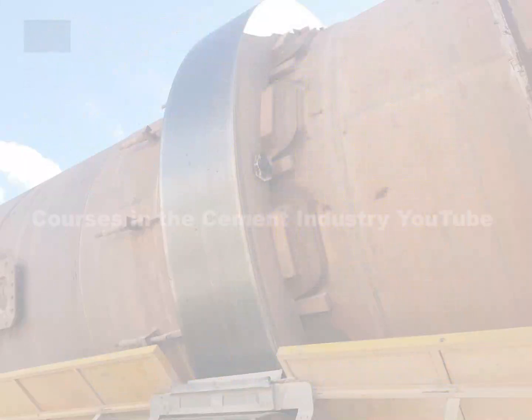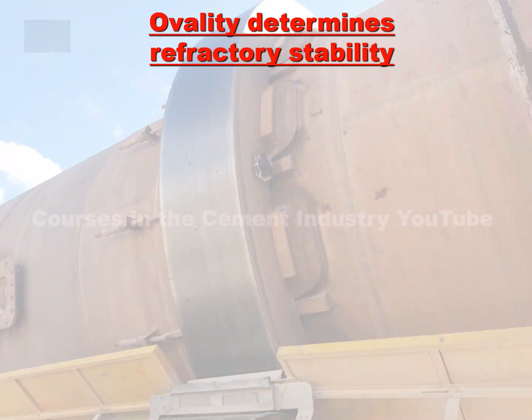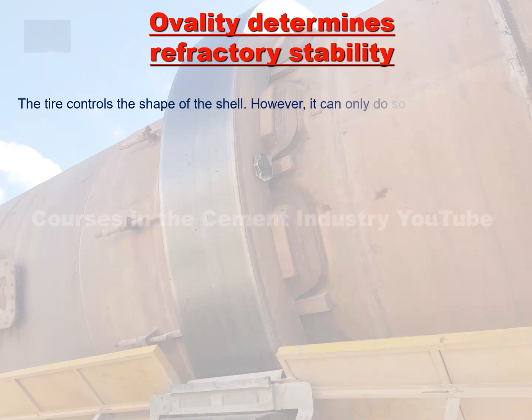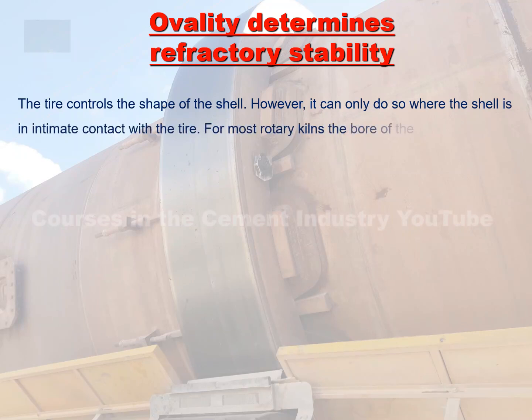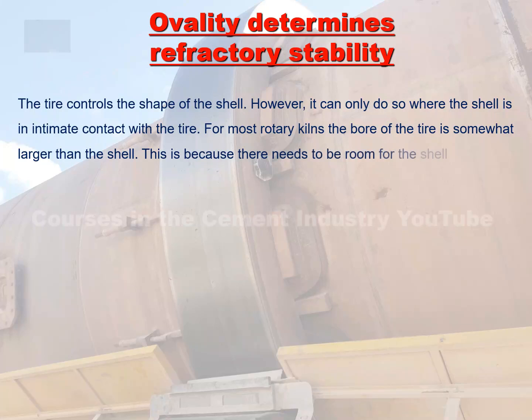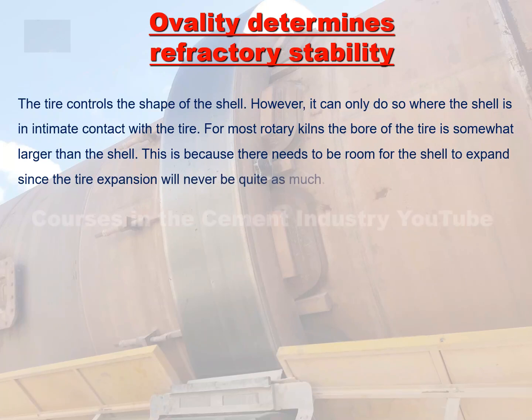We follow together. Ovality determines refractory stability. The tire controls the shape of the shell. However, it can only do so where the shell is in intimate contact with the tire. For most rotary kilns, the bore of the tire is somewhat larger than the shell. This is because there needs to be room for the shell to expand, since the tire expansion will never be quite as much. This difference in size manifests itself at the top of the rotary kiln.